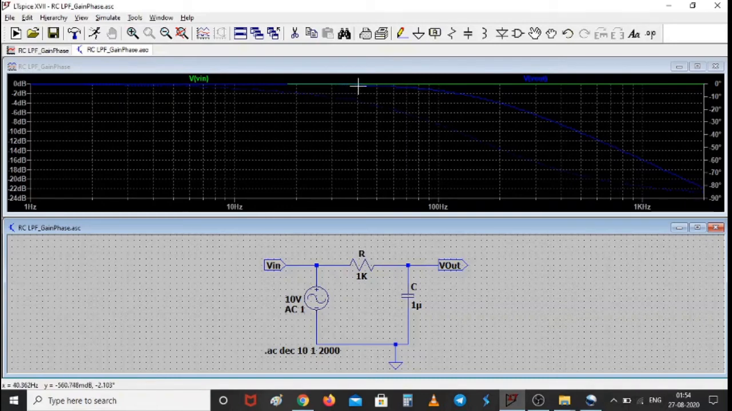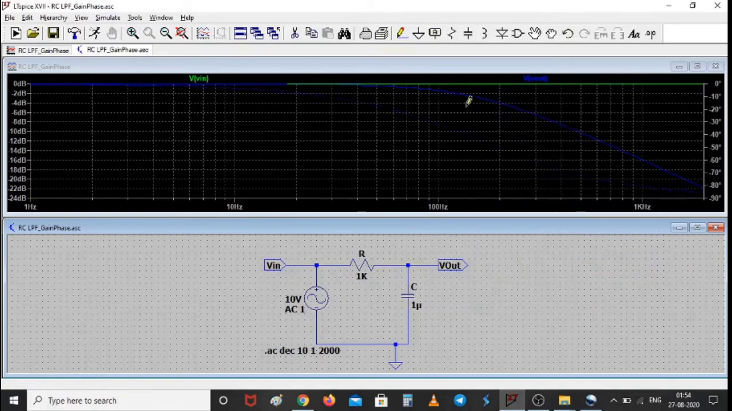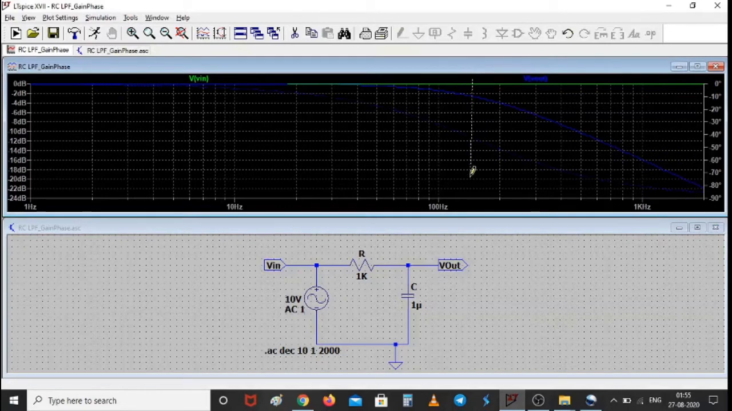And similarly, my gain or magnitude response is shown like this. And you know that the upper cutoff frequency is nothing but the frequency at which the gain falls by 3 dB. Okay, so let me draw that line. The line which I am going to draw is exactly at 3 dB. Okay, this is 0 dB, 2 dB, this is 4 dB. So 3 dB will be in between these two. I'm drawing a line just for illustration.